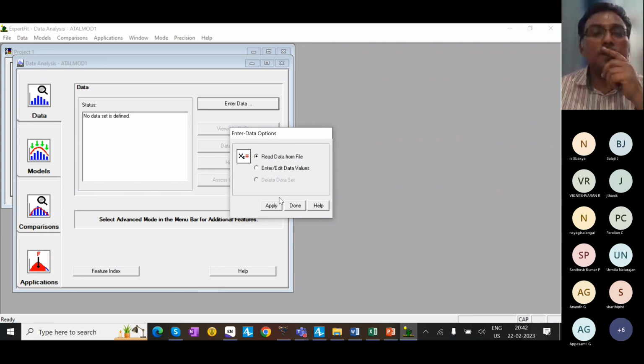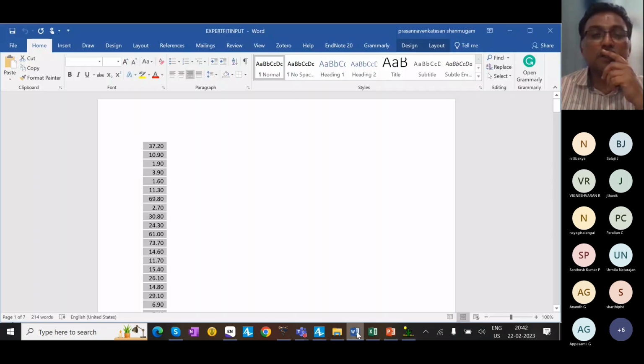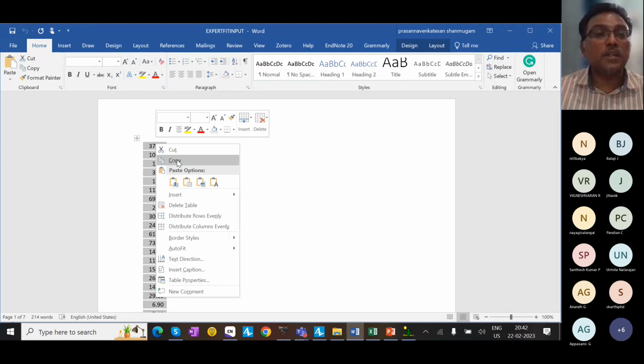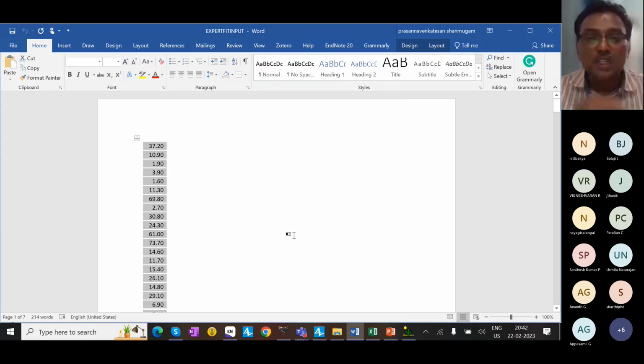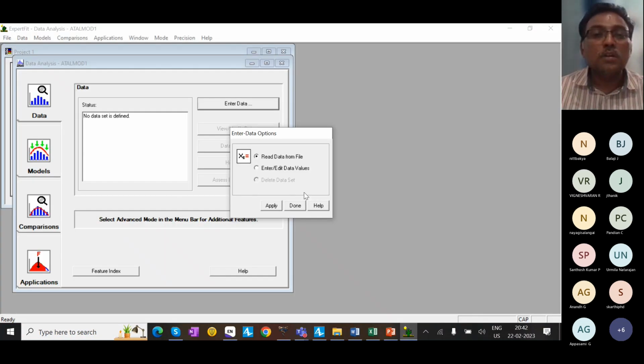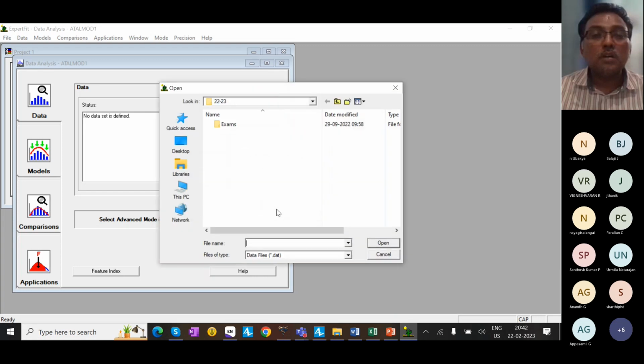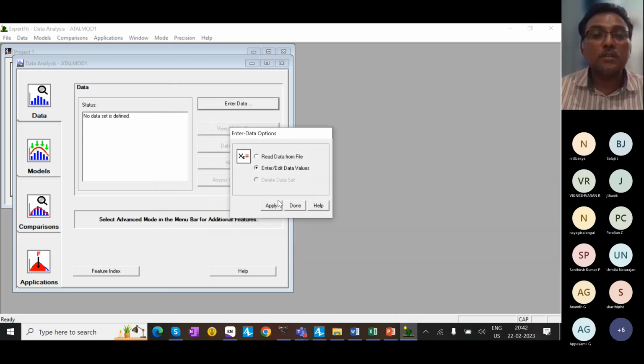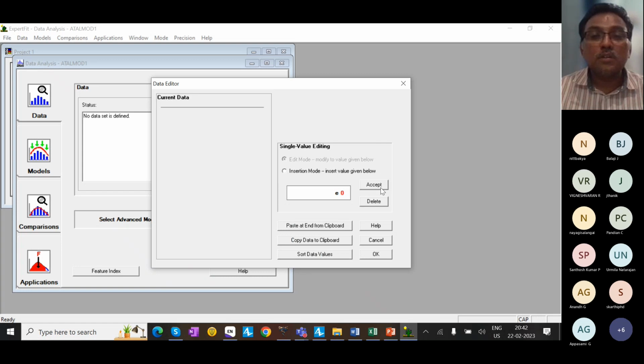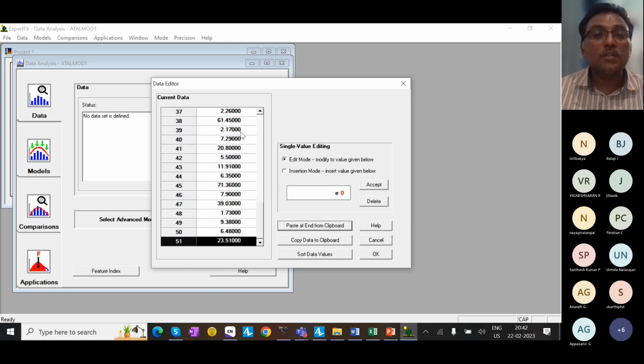Read data from file. Okay, I have a data. Let me take this data and just copy it. Assume that these are the inter-arrival times of patients. Let me enter the data and paste. That's all. I'm just feeding all the arrival data. I've just randomly taken some. You can take all 9,555 data entries into this.